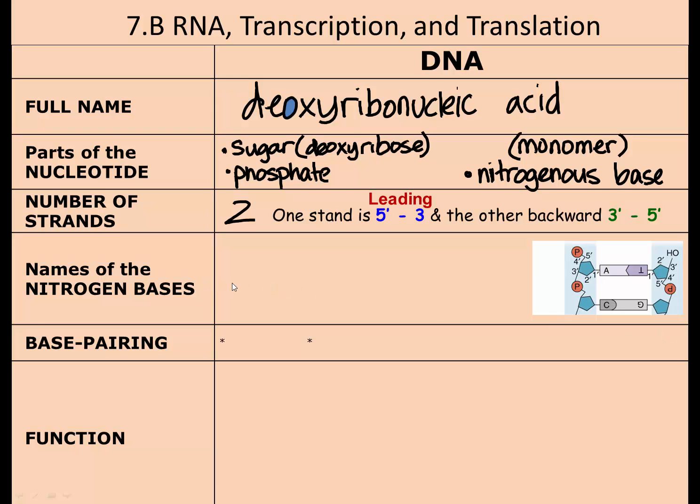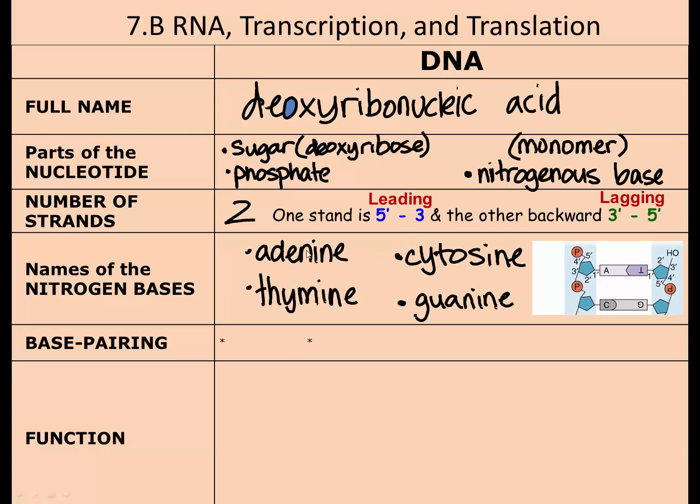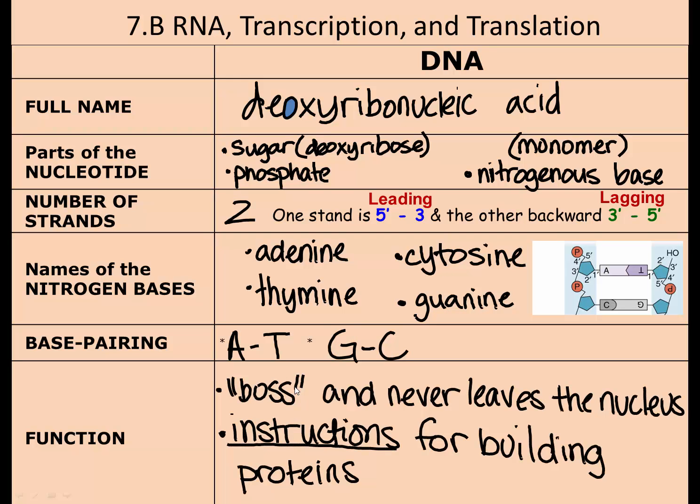Names of the nitrogenous bases. Remember, there's the leading, there's the lagging, and remember we have adenine, thymine, cytosine, and guanine, and the base pairs are adenine and thymine, and cytosine and guanine. And the function of these: this is the boss. This is the section that never leaves the nucleus. I guess during mitosis, the nuclear membrane breaks down, so it sort of does, but in terms of transcription and translation, it never needs to. And it's got the instructions to build the proteins. In other words, it's got the genes.